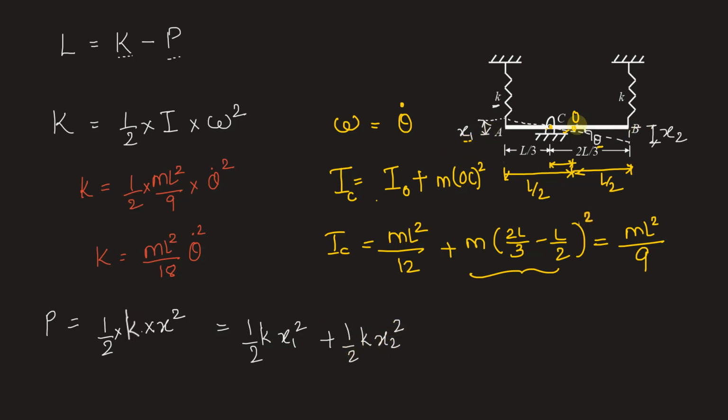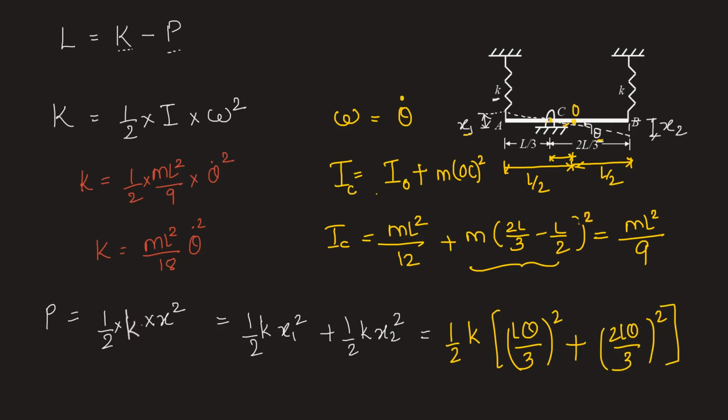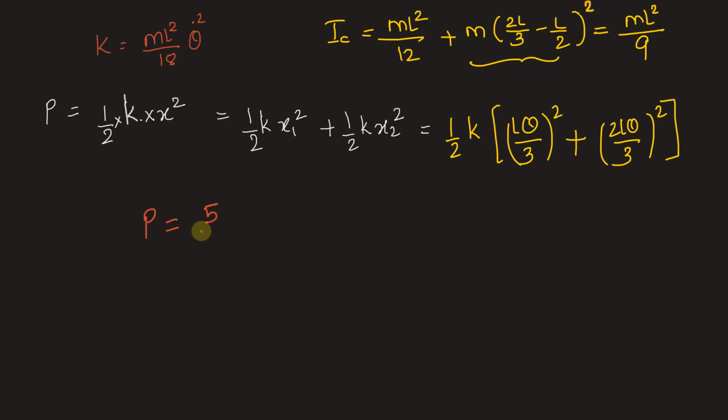x1 and x2 both can be represented in terms of theta by considering theta being a small angle. We can say the arc length is equal to r into theta. So let's find out x1 and x2 and substitute. We have half k taken common. x1 is nothing but L theta by 3. So we have L theta by 3 whole square plus x2 is 2L theta by 3 again whole square. Let's simplify. So we have the potential energy as 5k L square theta square by 18.